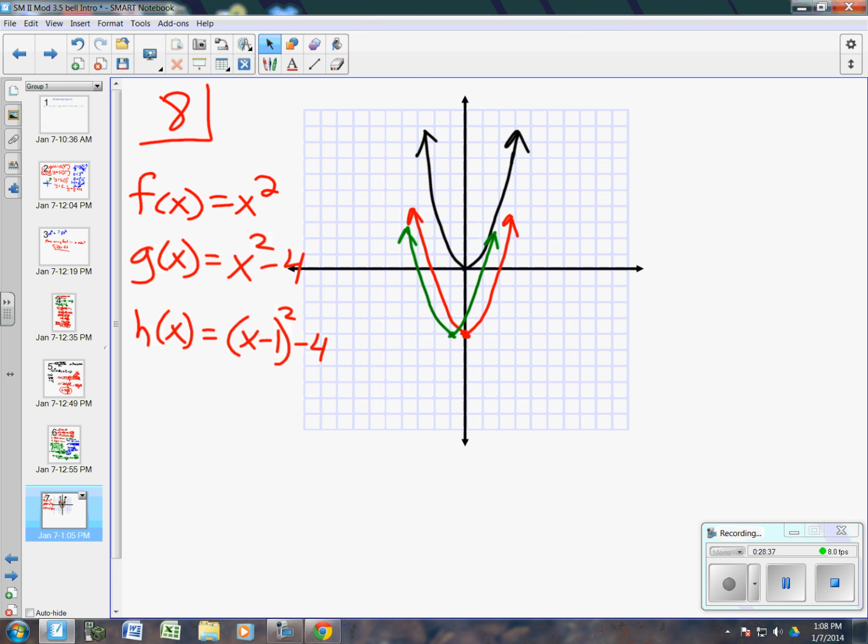So we did 8a, we graphed them. Then how do the functions compare to each other? Okay. G of x is down 4 from f of x. And h of x is down 4 and left 1 of f of x. How do g of x and h of x compare to f of x? Well, we kind of answered that already in B.